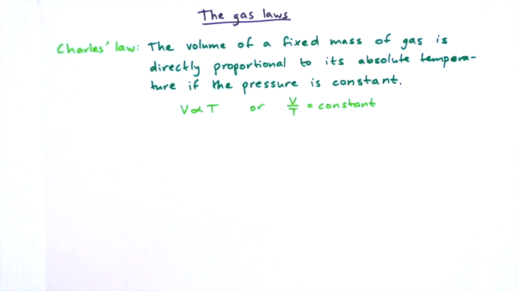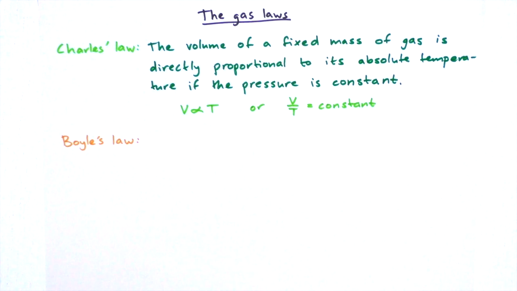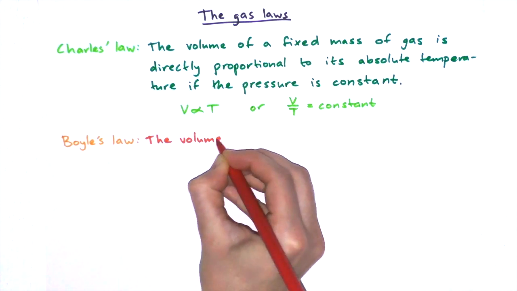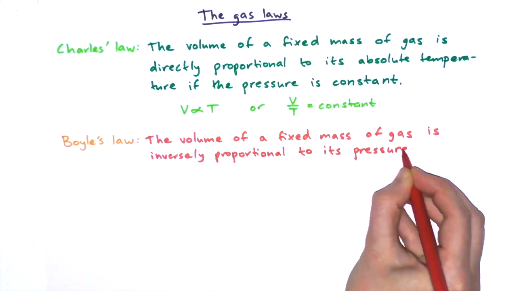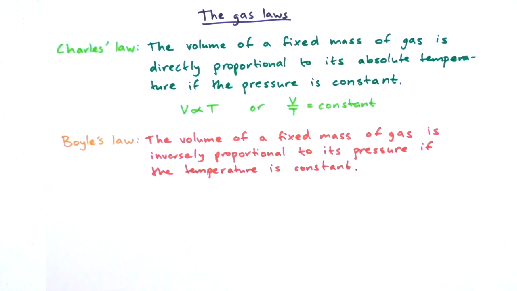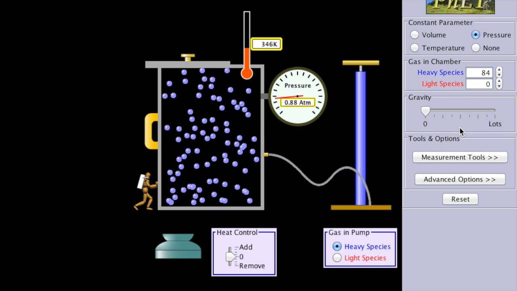The next gas law is called Boyle's law. And this one is named after Robert Boyle, who discovered it in the 1660s. So it was a bit earlier than Charles' law. And Boyle discovered that the volume of a fixed mass of gas is inversely proportional to its pressure if the temperature is constant. So this time it's inversely proportional. So we can try this with the simulation as well.